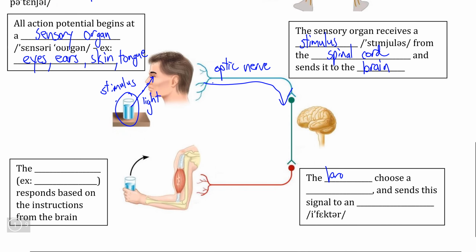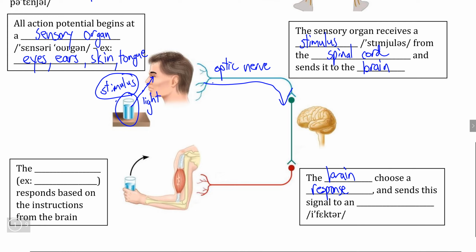Now, the job of the brain is to analyze all of the information about the different types of stimuli in the environment in order to come up with an appropriate response. So based on the information about the stimulus that was received by the eyes, the brain's going to consider all of those factors. How far away is the water? Does the water look clean? How thirsty is the person? In order to decide whether it's a good idea to pick up this glass of water or not.